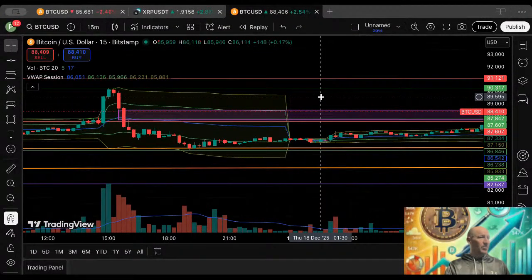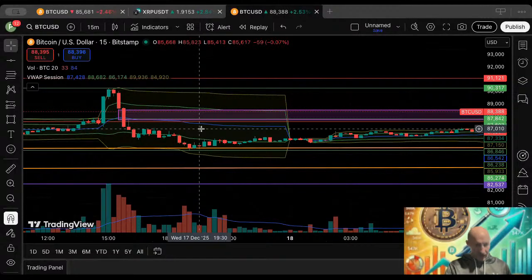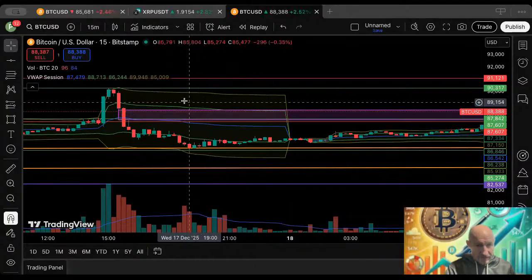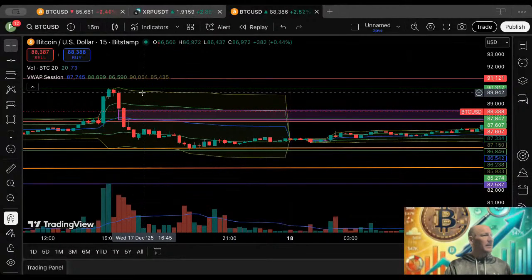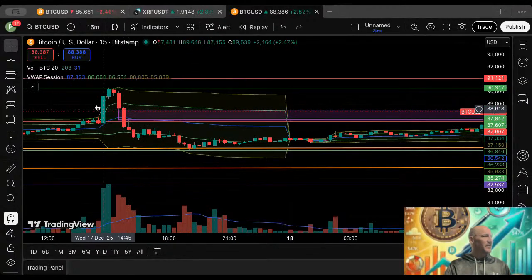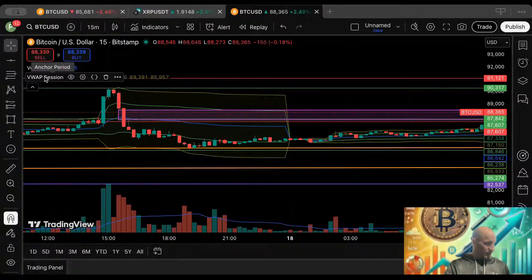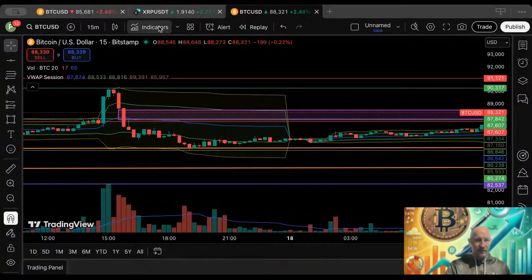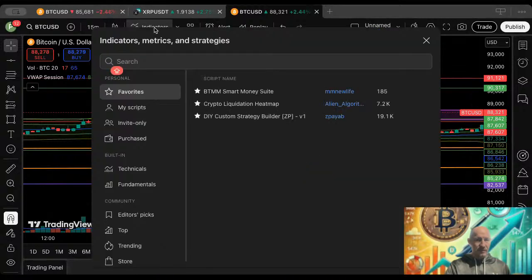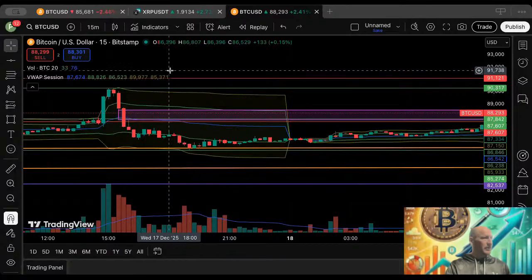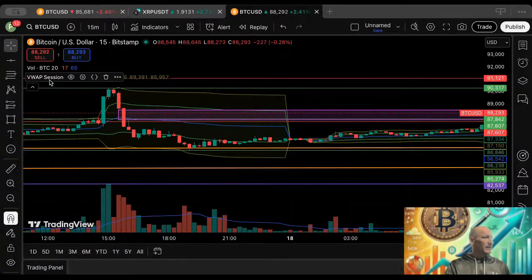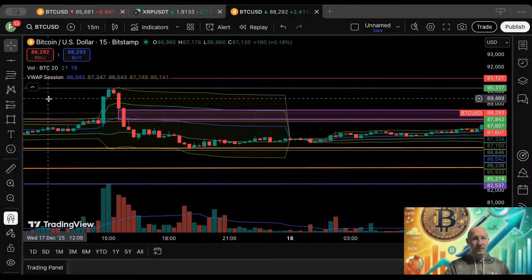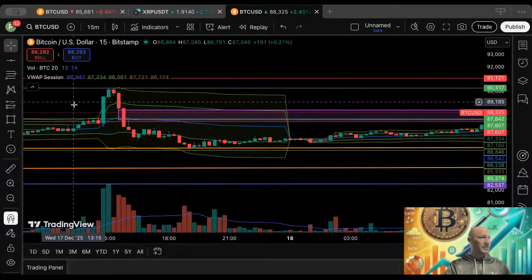Also, price is going to react some kind of way because if you see here, it's kind of hard to see, but this indicator that I use, the VWAP session here. If you want to download an indicator, you go here to indicators, and then you type in what indicator you want, and you download it, or you just click on it, and then it shows up on the screen.